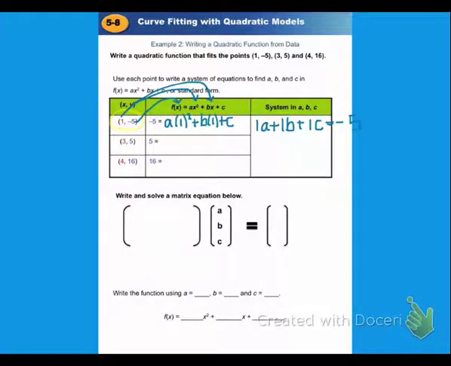Now I'm going to do the same thing with the next ordered pair. So this time I have x is 3 and y is 5, so I put the 5 in for y, or f of x. I'm going to put the 3 in for x.